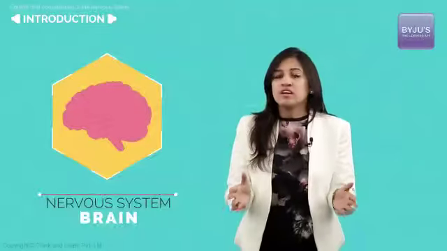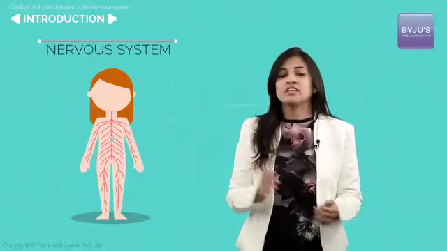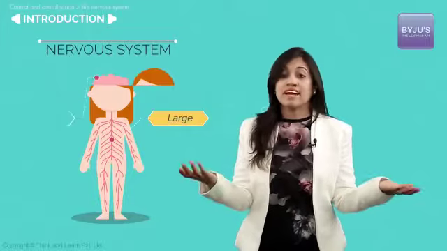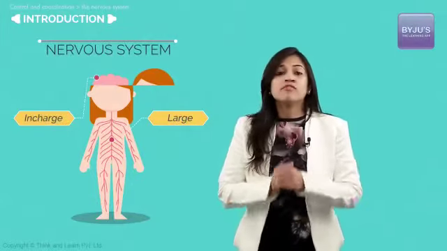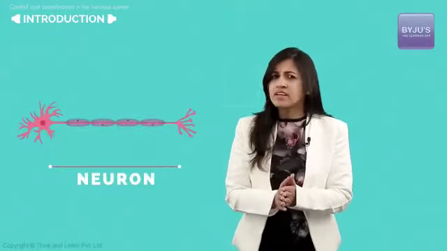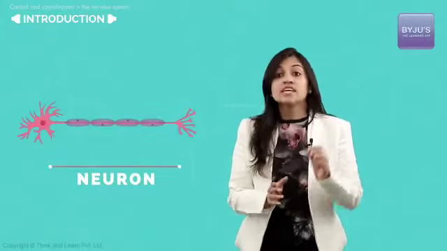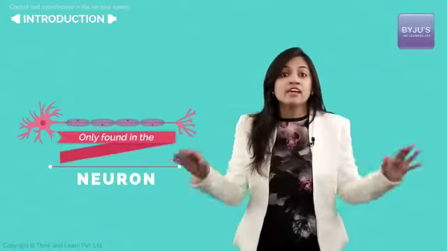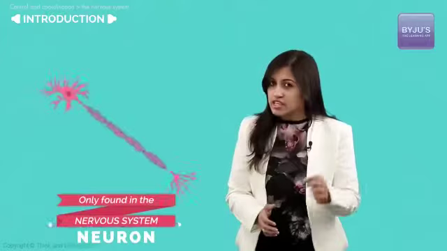So to define the nervous system in just one line, it's large and in charge. It's made up of billions of very special cells called neurons. And why are they really special? That's because they're not found anywhere else in the body. And these neurons bundle up together and form nerves.